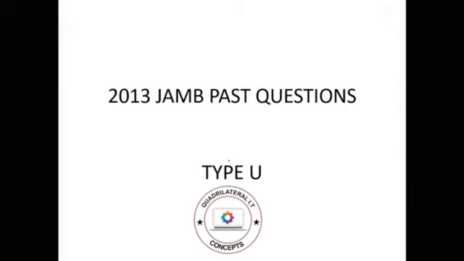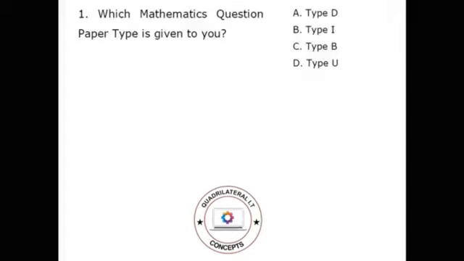Class, our mathematics JAMB past question solution class. In today's class, we are going to be solving the 2013 mathematics JAMB past question. And the type of the question we are going to be solving is type U. Don't forget, type U. Now, let's move on to question number 1.